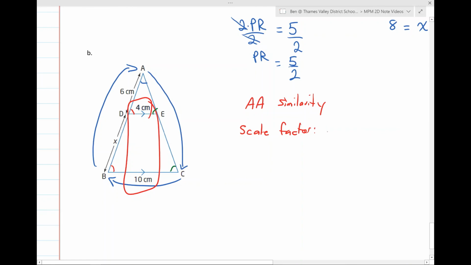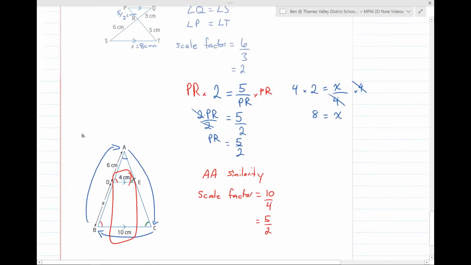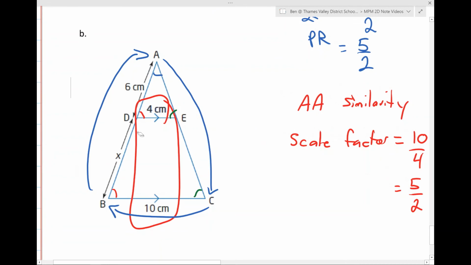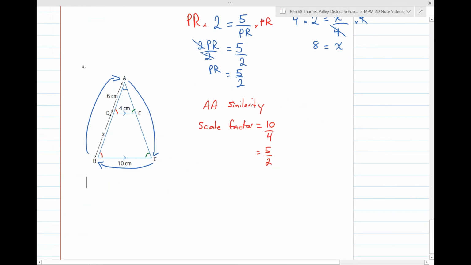So my scale factor equals 10 divided by 4. I can reduce that to 5 over 2. And I can use this scale factor in the same way I did in the previous problem. I can use this scale factor to find my unknown side lengths. And again, those unknown side lengths here are side lengths AB as we go forward. You should be able to handle that on your own. I'm not going to finish that one because it's the exact same process as above. If you get stumped, you can certainly reach out.